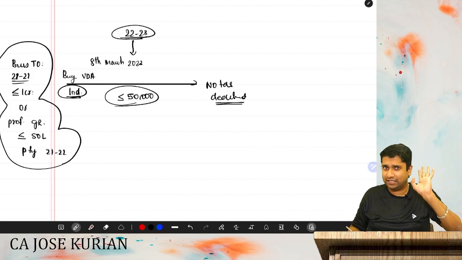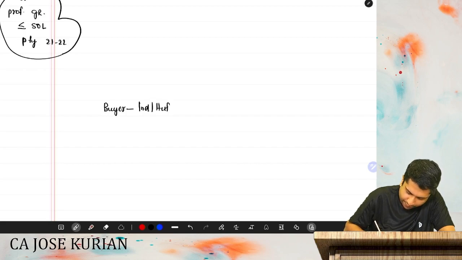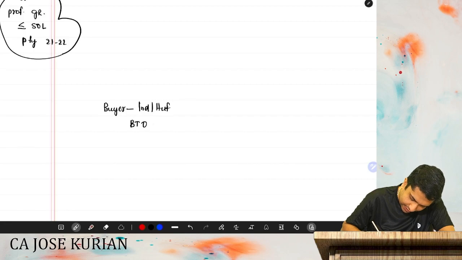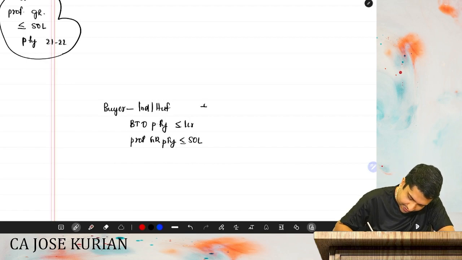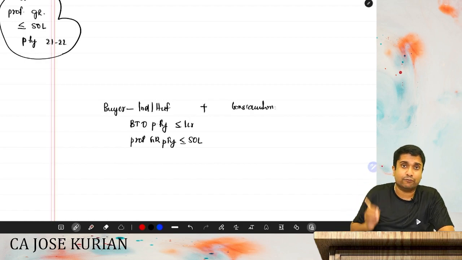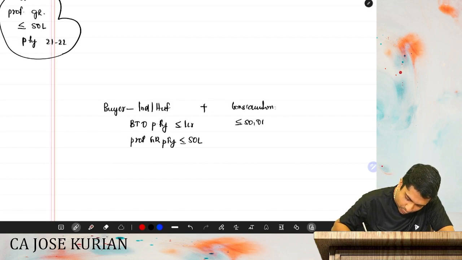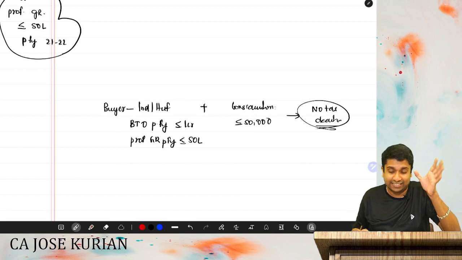So the point is very simple. Listen. If the buyer is an individual or Hindu undivided family having business turnover in the preceding financial year which is less than or equal to 1 crore, or professional gross receipts in the preceding financial year is less than or equal to 50 lakhs, plus the consideration while buying that particular virtual digital assets is less than or equal to 50,000, then the relaxation, they say no TDS required to be deducted. I need not deduct any TDS. That's what the income tax department says.